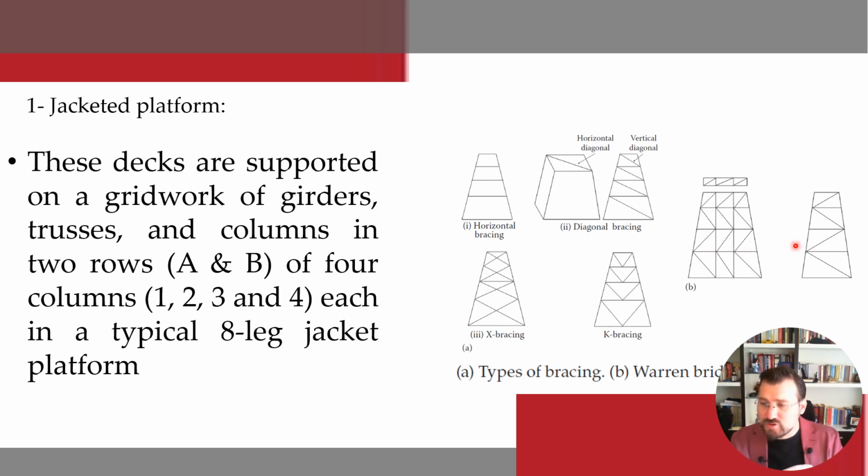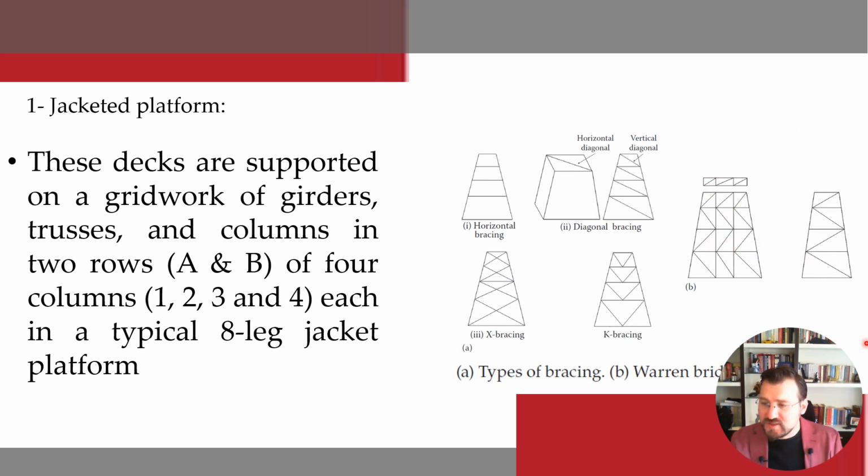So these are, as you can see, in A, the X bracing type, and the K bracing type is also given here. The designer, from his experience, decides the framing plan, but the most common framing pattern or truss work is of the Warren bridge type, as shown in the figure. You can see X type, K type, horizontal bracing and diagonal bracing, and we call this the Warren bridge type, shown in part B.